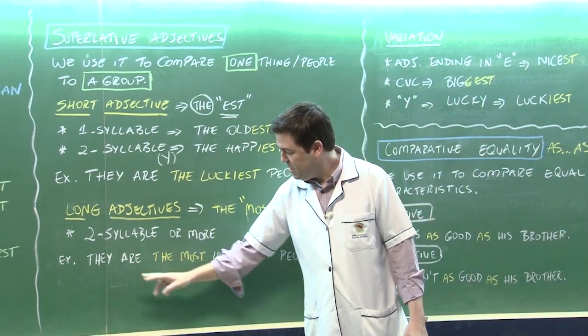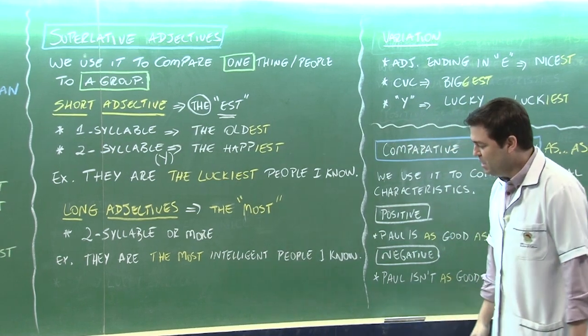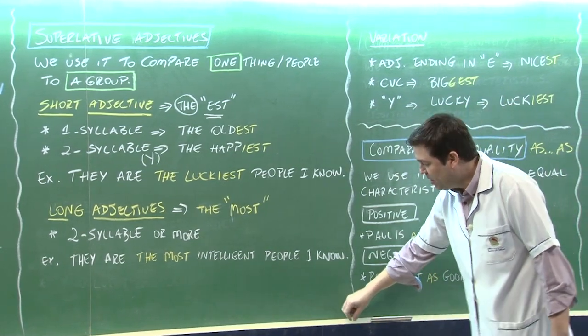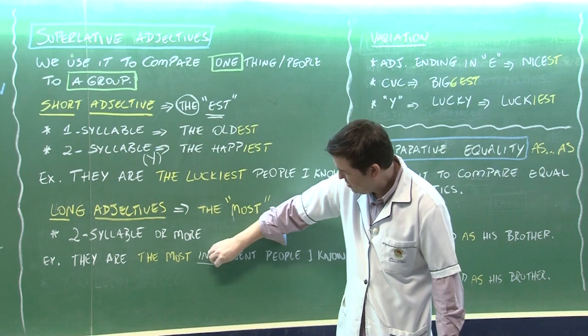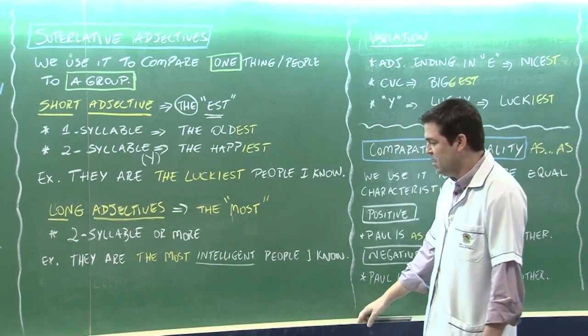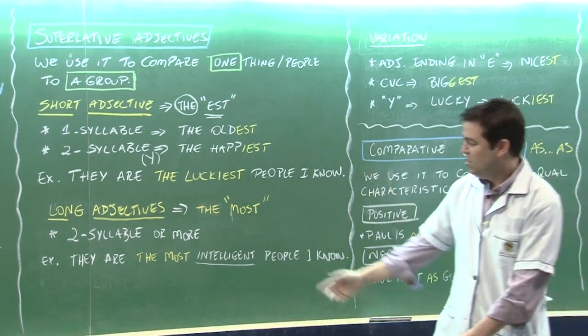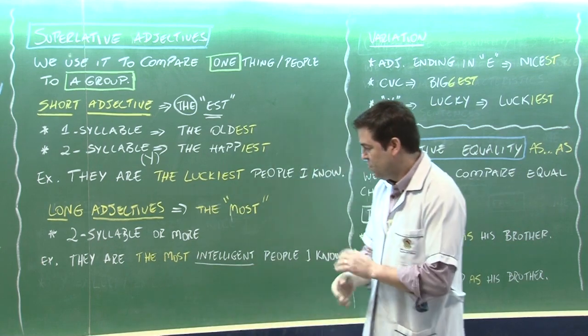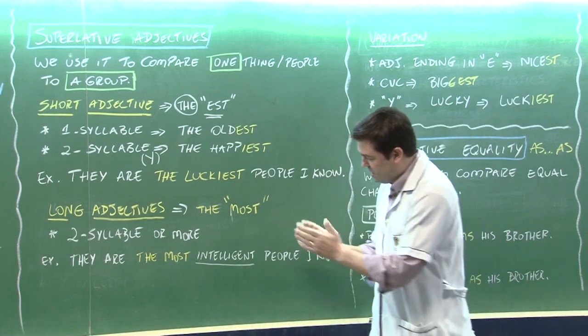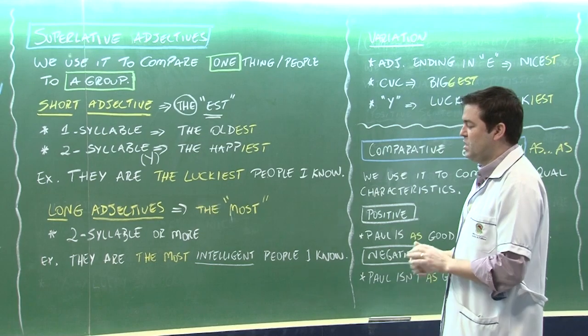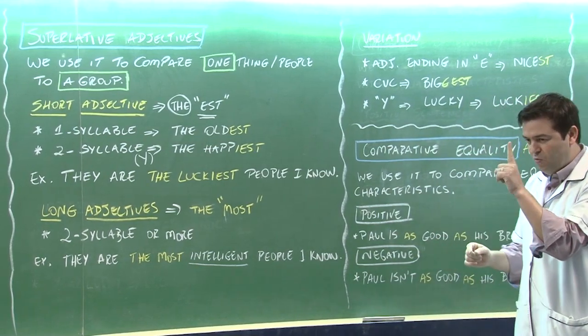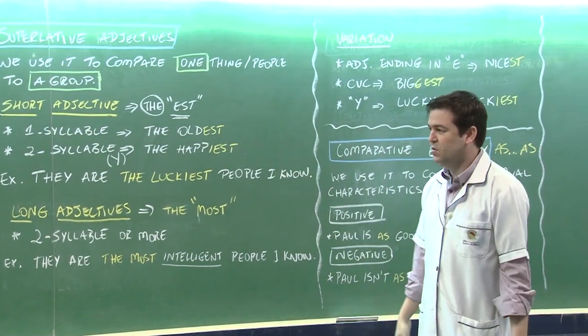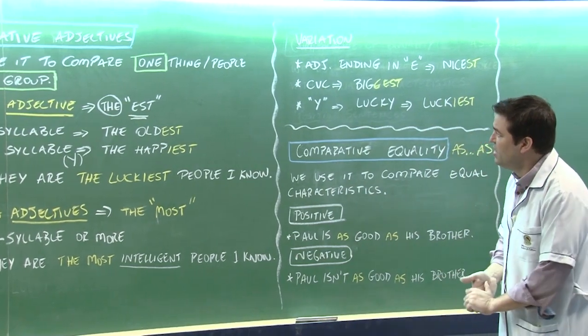For example here, they are the most intelligent people I know. I've used the same adjective here, intelligent, right? It's a big one, so I'm going to use the most, right? I know a lot of people, but these ones here are the most intelligent, right? I'm comparing one to the rest of the group, all right?